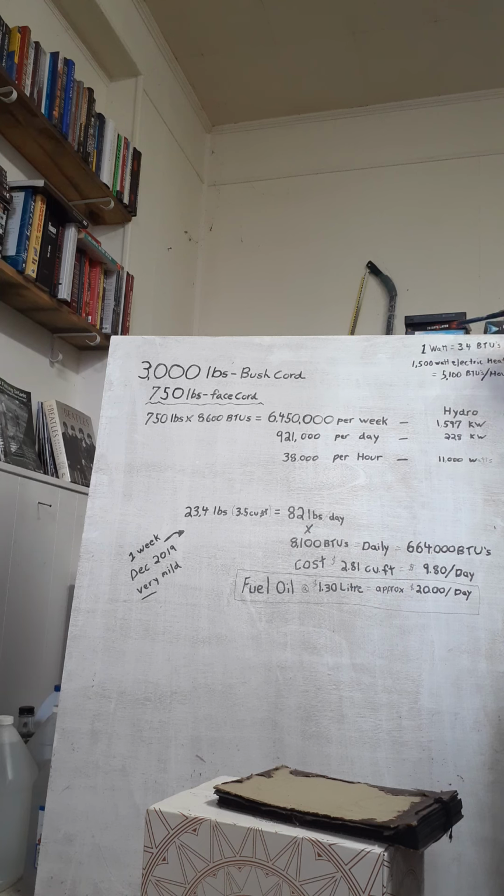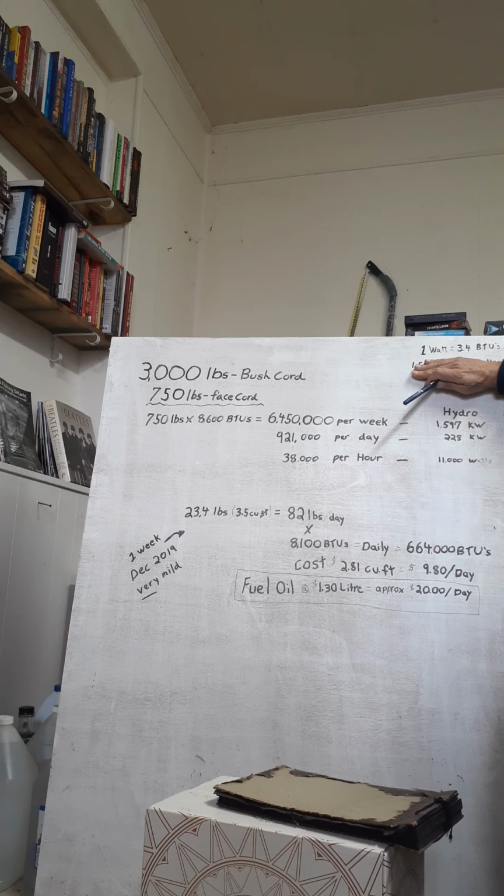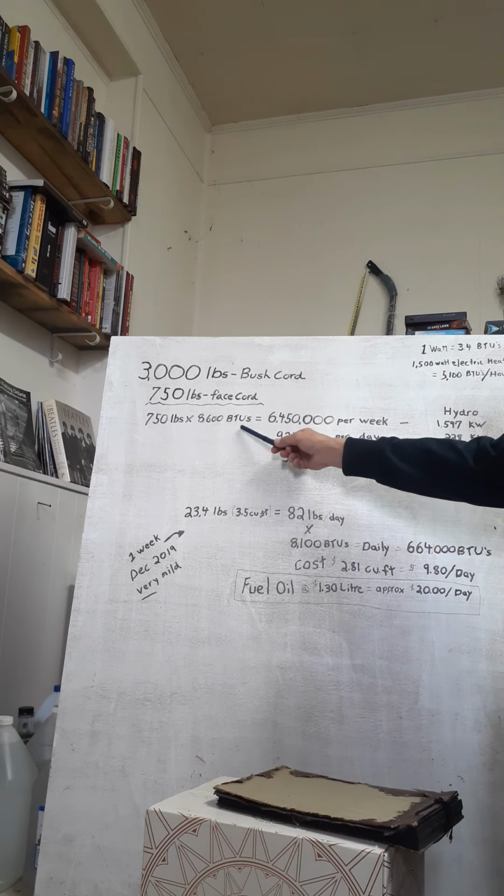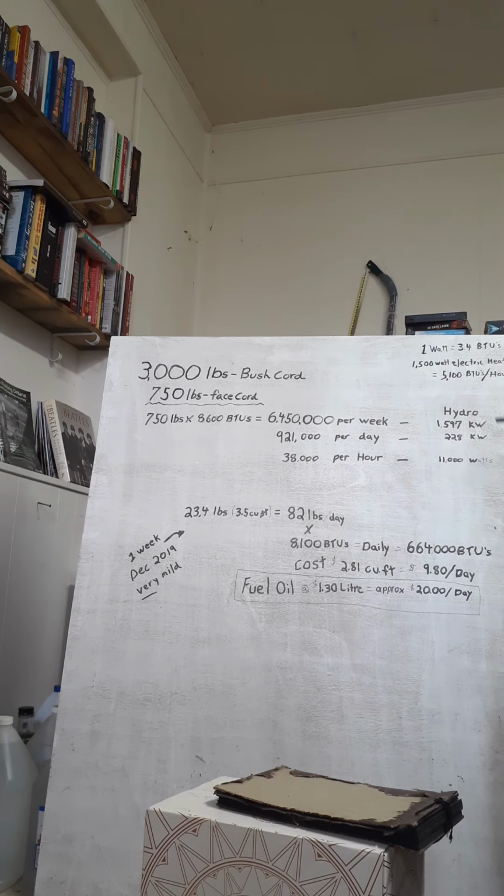Now, 1 watt of hydro equals 3.4 BTUs. Okay, so I can make a direct comparison between hydro and wood BTUs. I just put this here as an example. 1500 watt electric heater gives you 5,100 BTUs per hour. Less than a pound of wood, ironically. So, how many kilowatts I used per week, per day, per hour, times whatever your kilowatt cost is, right?